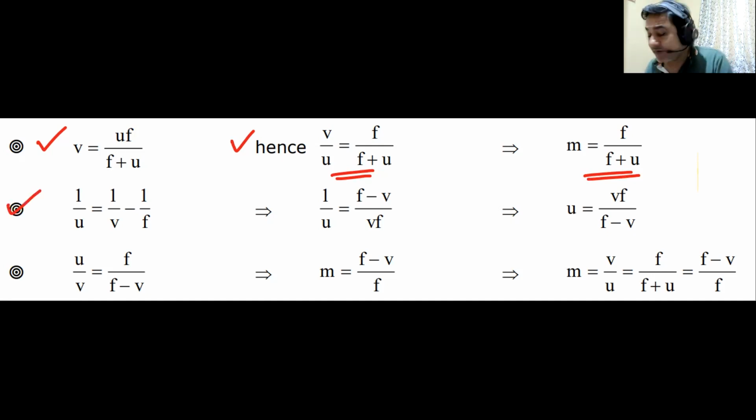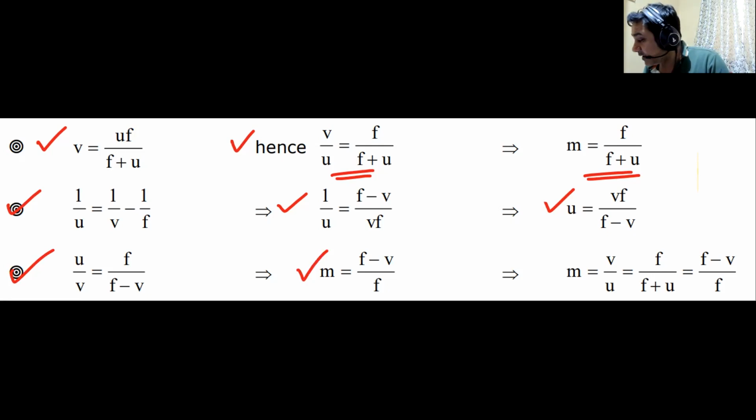1 by U is 1 by V minus 1 by F. This is another way of writing the same formula. So you can find the value of 1 by U. You take the numerator, you take the denominator, you will get this formula for U: V into F upon F minus V. Put the values of V and F with proper signs, you will get the value of U with proper signs. Am I getting anywhere? Are we all together in this, or I am going alone? Yes, sir. Together.